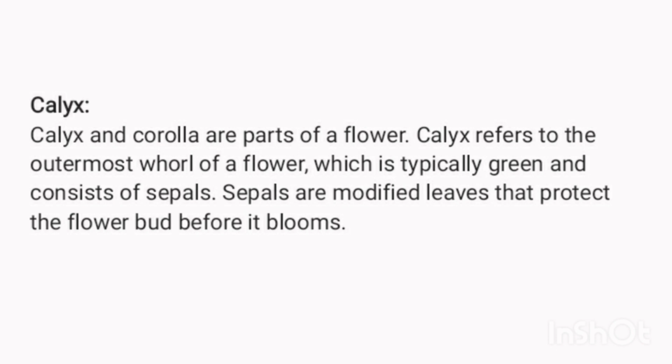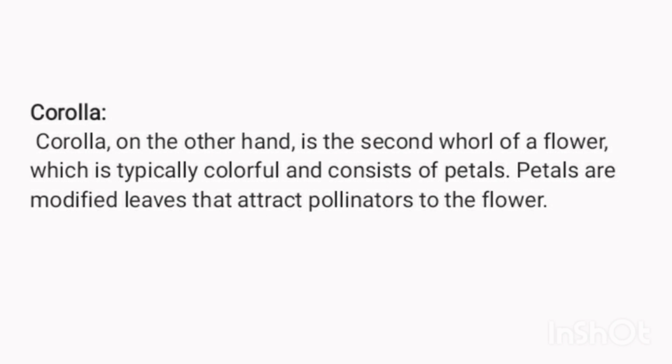Calyx refers to the outermost whorl of a flower, which is typically green and consists of sepals. Sepals are modified leaves that protect the flower bud before it blooms. Corolla. Corolla, on the other hand, is the second whorl of a flower, which is typically colorful and consists of petals. Petals are modified leaves that attract pollinators to the flower.